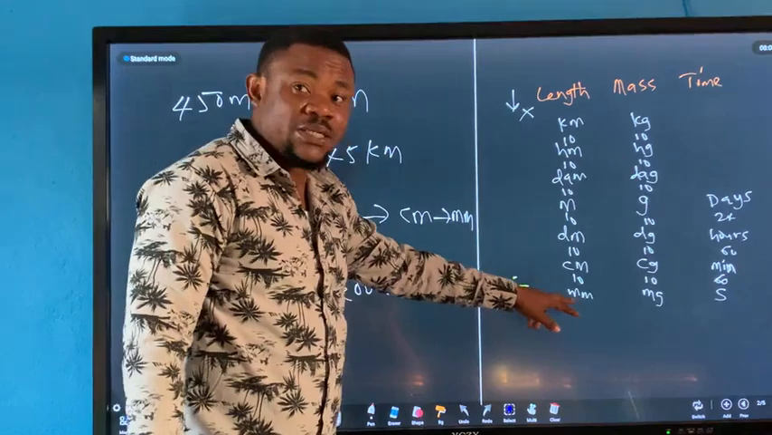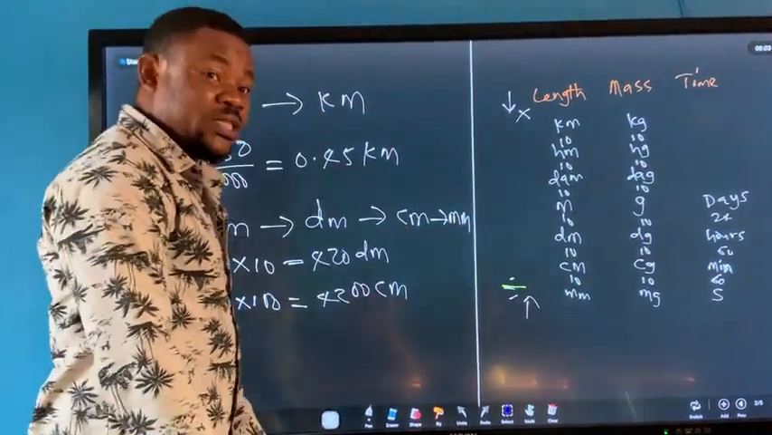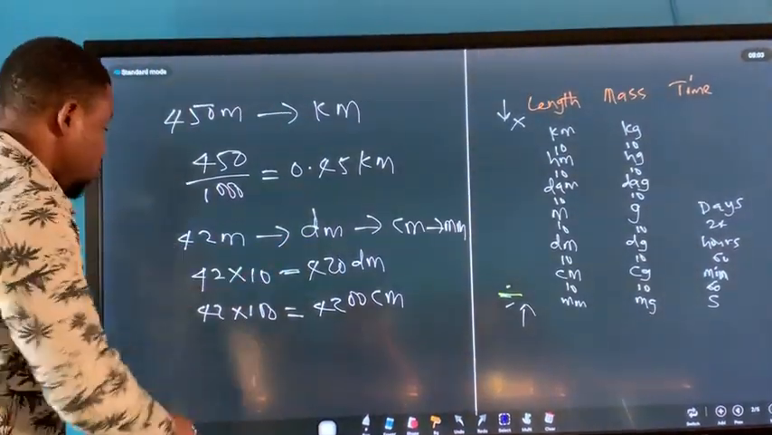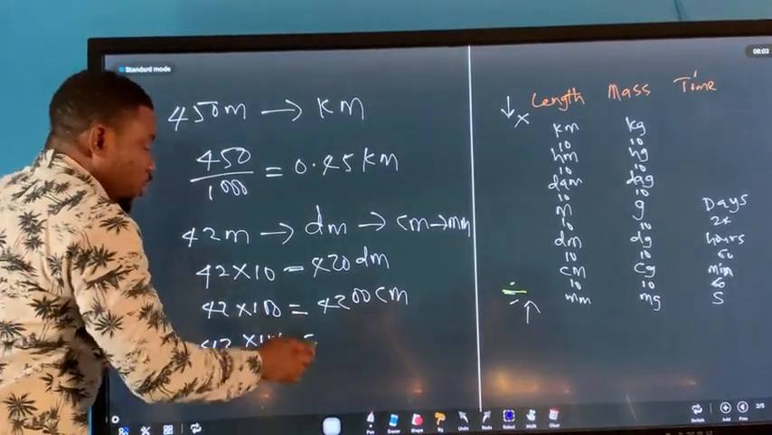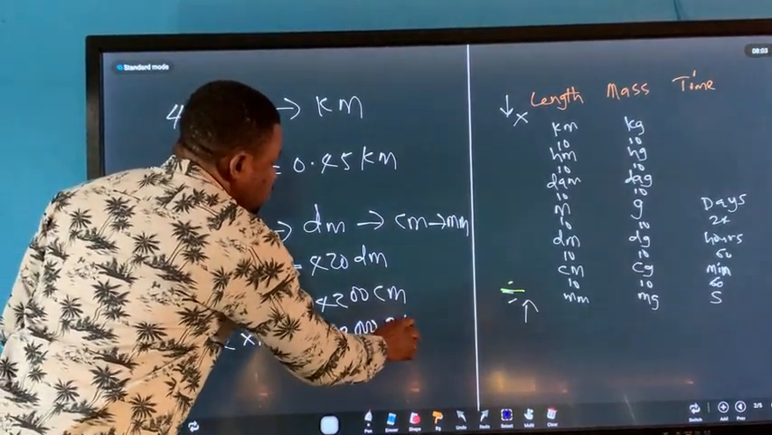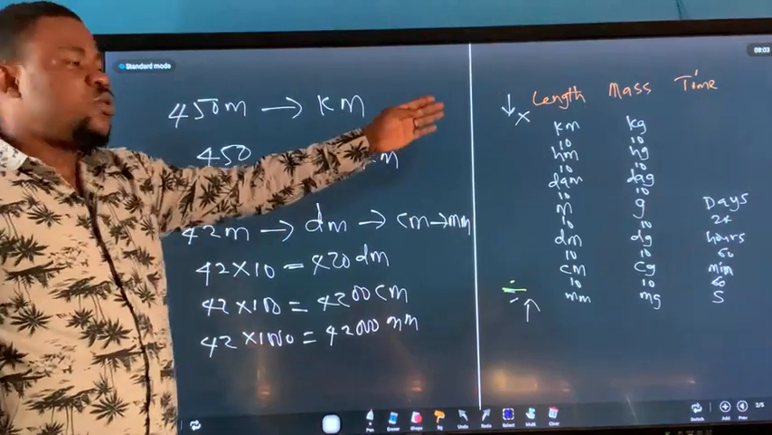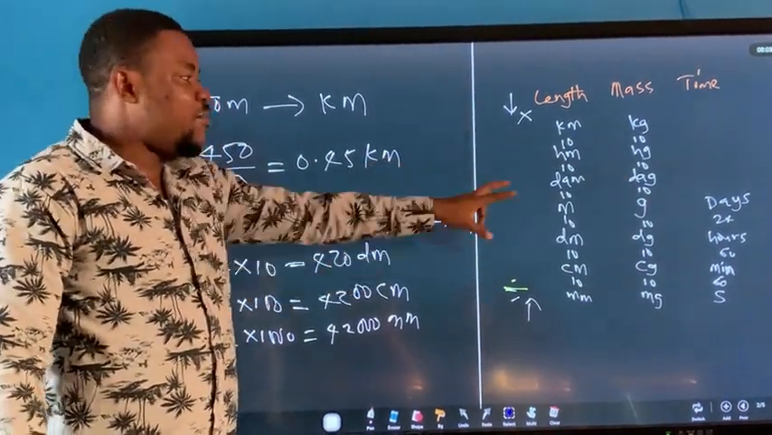Obviously, to get to millimeter, I'll pass how many tens? 3. That is 1, 2, and 3. That'll be 1,000, right? 10 times 10 times 10 is 1,000. So I'll have 42 times 1,000. So that gives me 42,000. The same thing applies to mass. If you're converting, the conversion factor is 10. However, for time it is different.